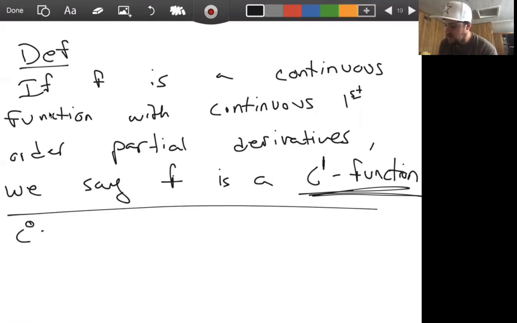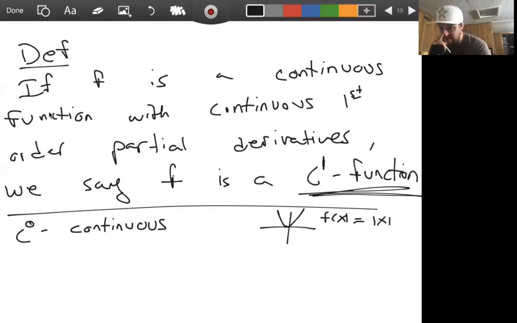C0 functions are continuous. Not even necessarily differentiable. C0 functions are just continuous. So an example of a continuous function that's not differentiable is absolute value of x, right? This function's continuous. There's no discontinuities or jumps or anything like this, but the derivative doesn't exist at the origin. And C1 functions, these are all first order partials are continuous.